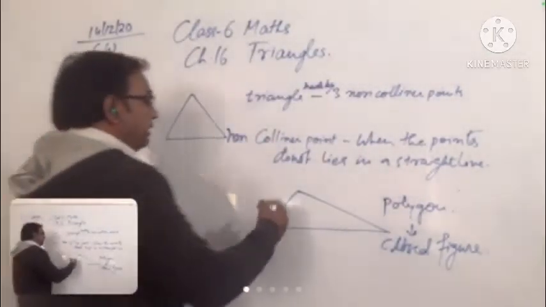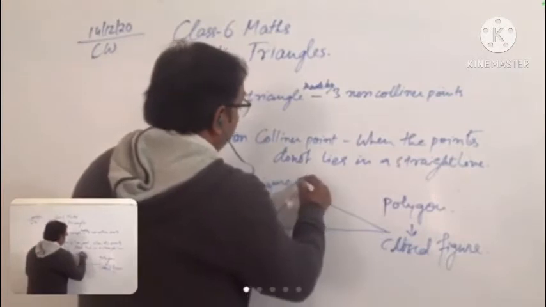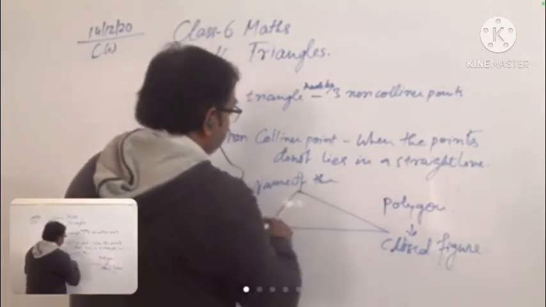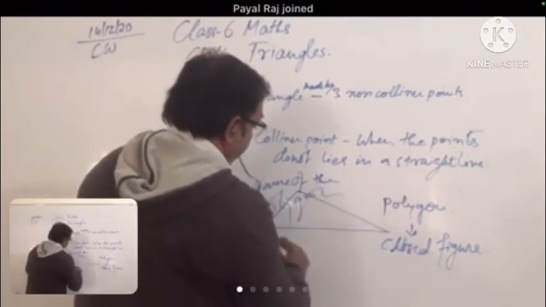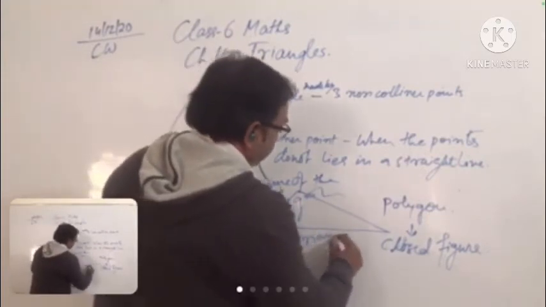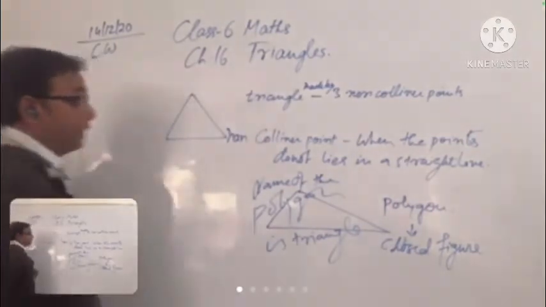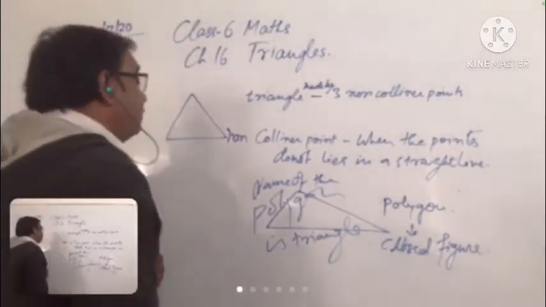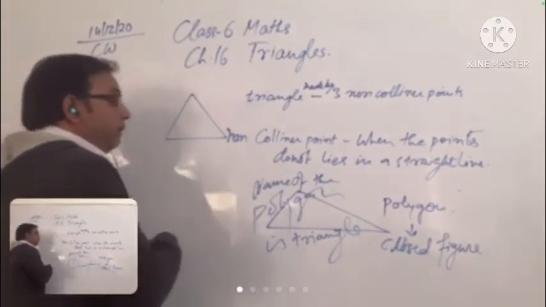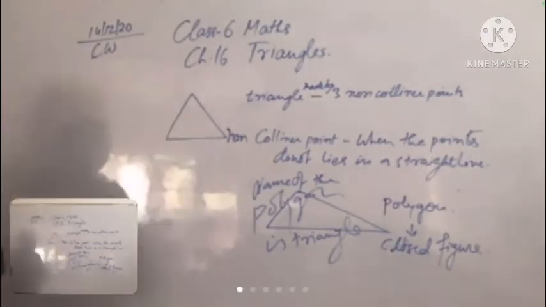Now see in the video, there are three non-collinear points. If we join these points, we get a polygon, and this polygon is called a triangle, because this is a three-sided polygon, and a three-sided polygon is a triangle.